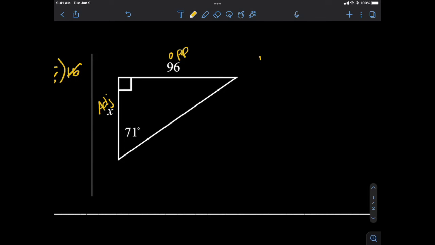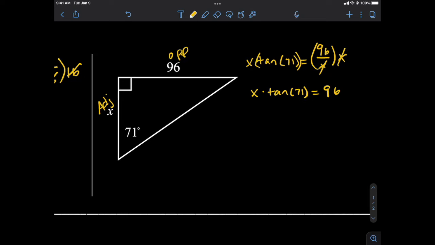So we'll do tan of our angle, which is 71, like so, is going to equal the opposite side, 96, over the adjacent side of x. Now, I know how tempting it is to want to multiply both sides by 96, but when we're solving and we want to get rid of a fraction, we always multiply by the denominator, in this case x. Those x's cancel out, and we have x times tan of 71 equals 96.